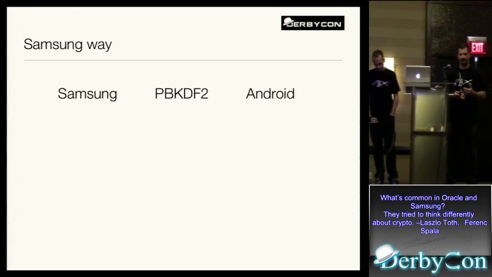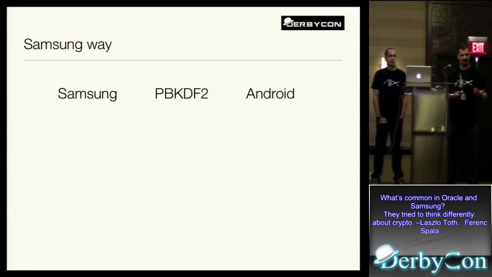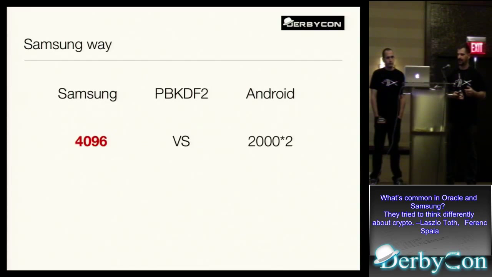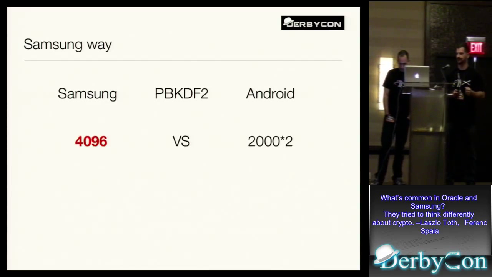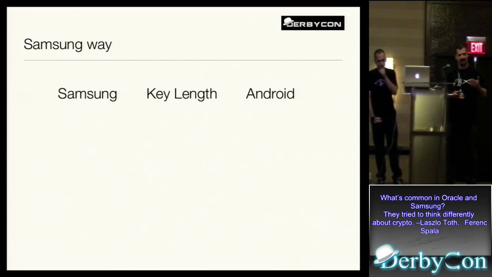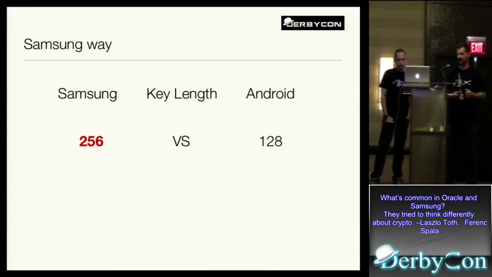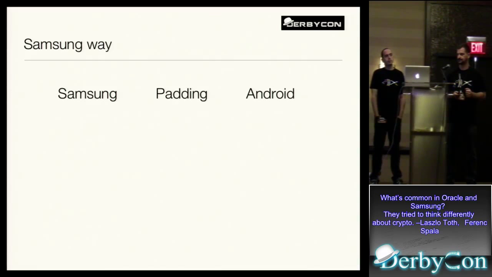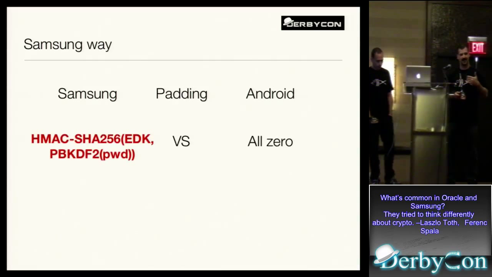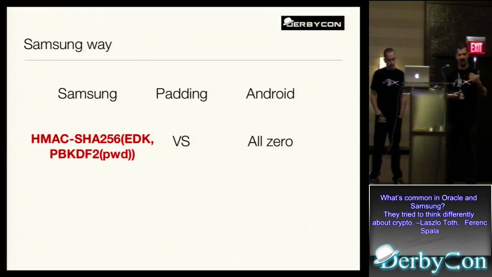Let's go through the important differences. In the key derivation function, Samsung uses SHA-256, Android uses SHA-1. And the cycles are different, but not too much. The key length that encrypts the actual encryption key is doubled in case of Samsung. And the padding is used for something. In case of Samsung, it is a MAC of the encrypted disk key, the encrypted one, not the decrypted one, and the key derivation result. It means that in order to verify a password, you don't have to decrypt the actual key.